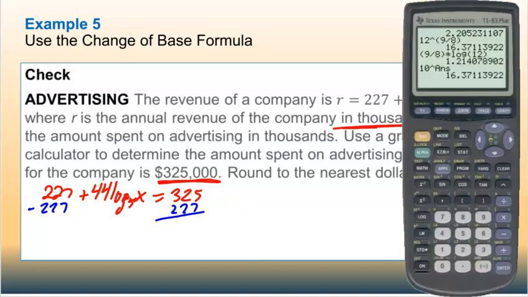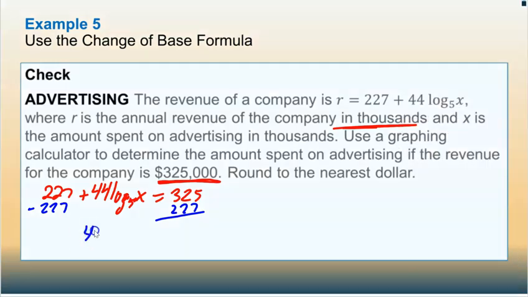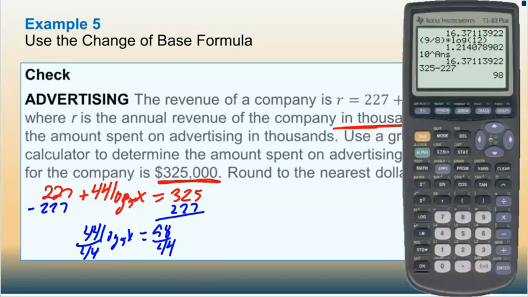So I grab our calculator. We got 325 minus 227. This is going to give us 98. So we got 44 log base 5 of x equaling 98. We're going to divide by 44. Dividing by 44 gives us 2.227272 and so forth.